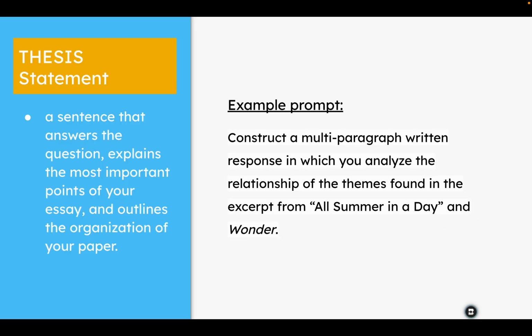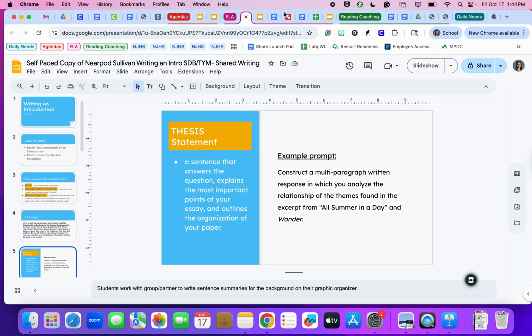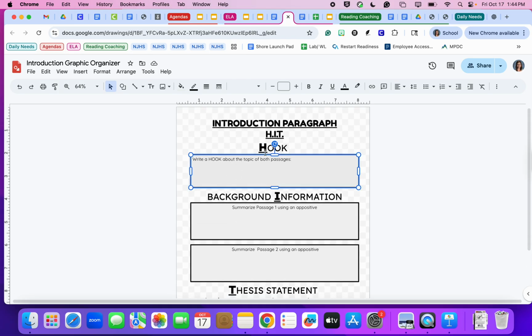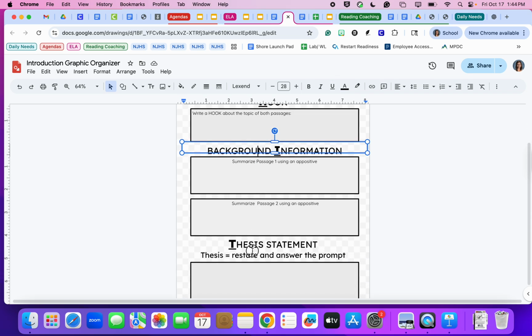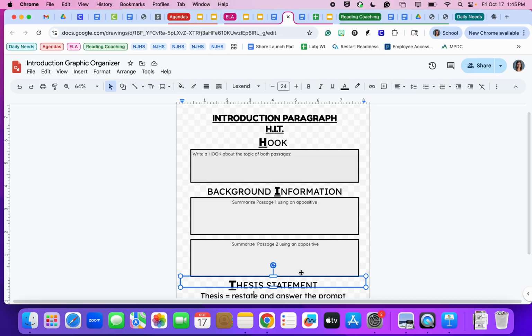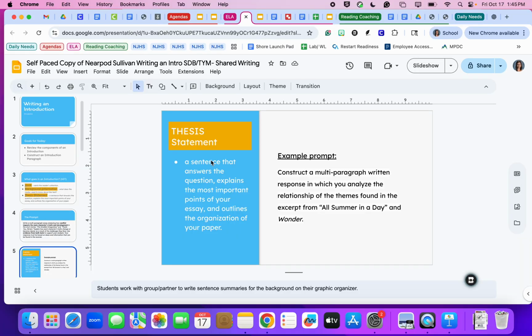So like I said, on your paper, we are going to start, even though the order of your paragraph will go hook, then information, then thesis statement, we're going to start with the thesis statement because that is what your whole essay will be about. So you need to know what your essay will be about before you do the other parts. So let's go back to that.